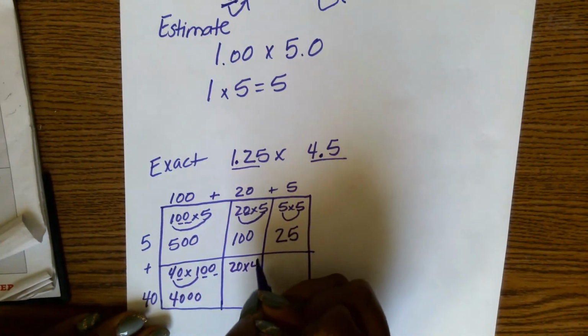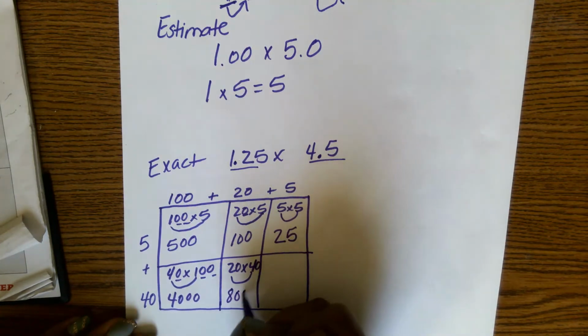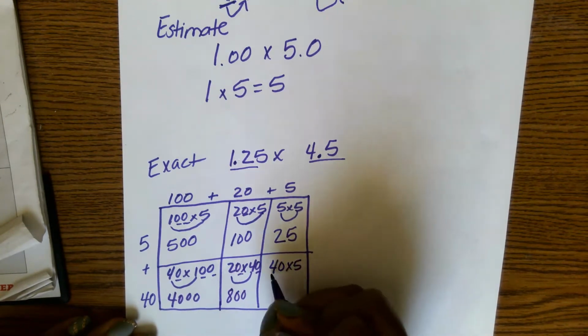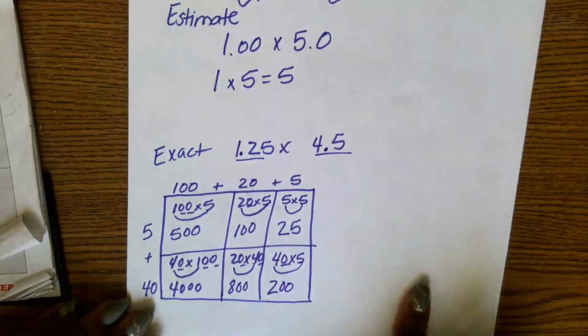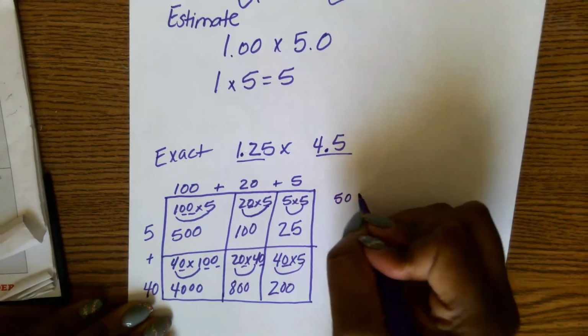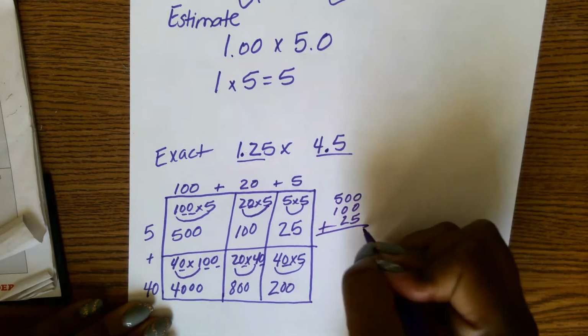Everything on the top row gets multiplied by 40. So that's 8 with 2 zeros. And then 40 times 5 is 20 with 1 zero. From there, we add all of these together, so I'll line them up like this. What we're getting is called partial products.